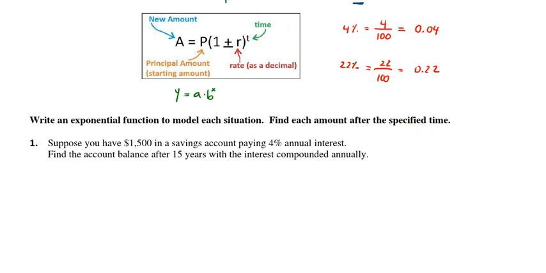Exercise number 1. Suppose you have $1,500 in a savings account paying 4% annual interest. Find the account balance after 15 years with the interest compounded annually.